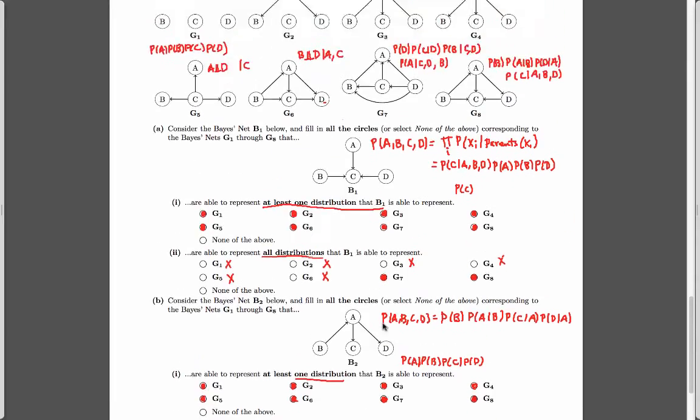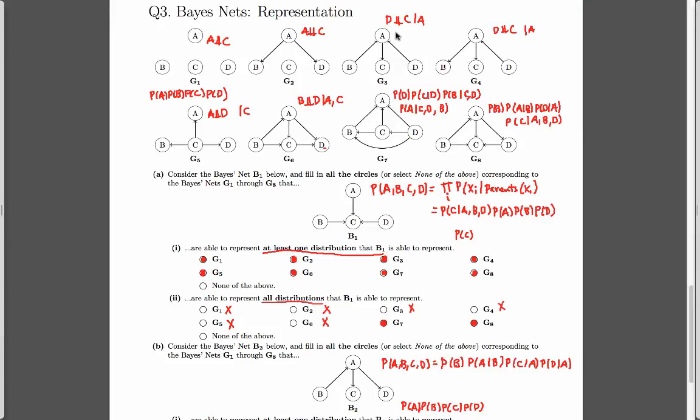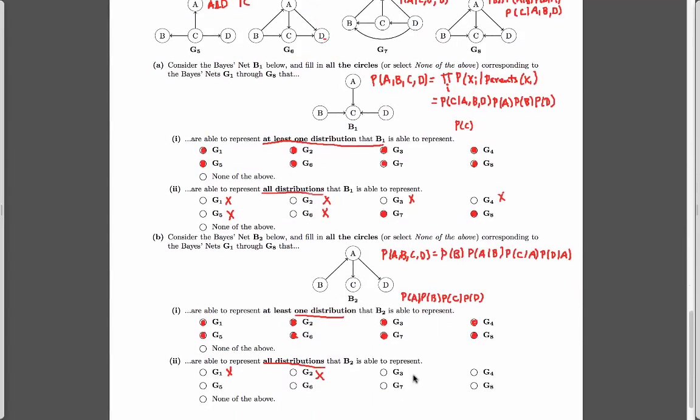Now let's look at G3. In this graph, before we found that D is independent of C given A, and that's actually true for this graph as well. So that independence assumption is not additional on top of B2. However, this graph also makes the assumption that B is independent of D. And in this graph, B is not necessarily independent of D because of our D-separation rules. So therefore, G3 is not able to represent all the distributions that B2 can represent.